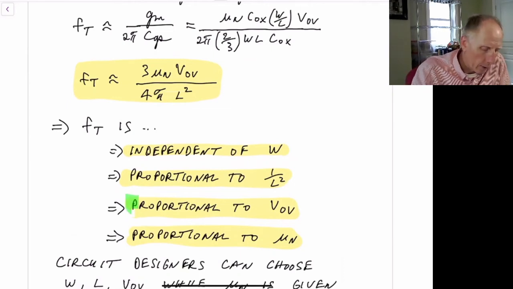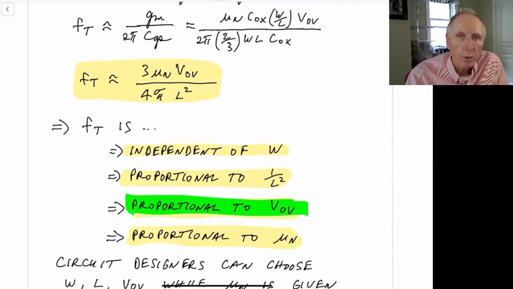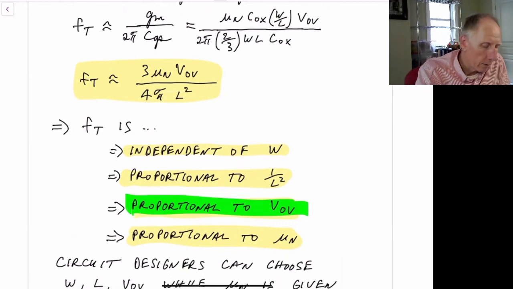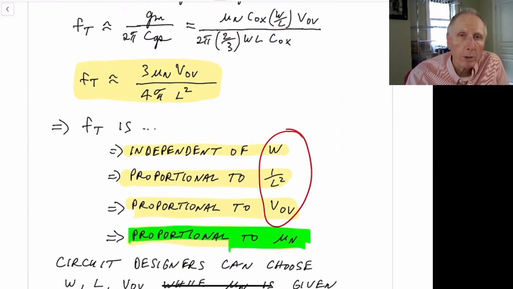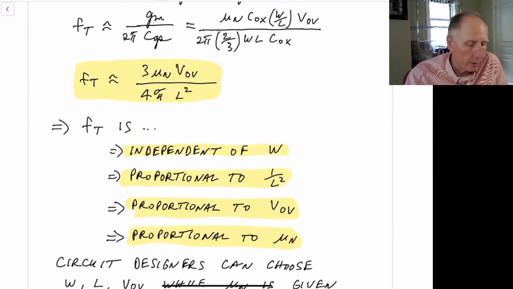It's also proportional to V overdrive. So if you make your V overdrive small, you tend to go slower. If you make your V overdrive larger, you tend to go faster. And these are under your control as a designer. The last one is not typically under your control. We find that it's proportional to mobility, mu n, and so that's technology dependent. If you want it to go faster, you'd want to increase the mobility of the transistor. What you'll find in a lot of technologies is that they actually add some germanium in order to speed up the mobility of the transistors, because pure silicon does not have as high mobility as germanium.